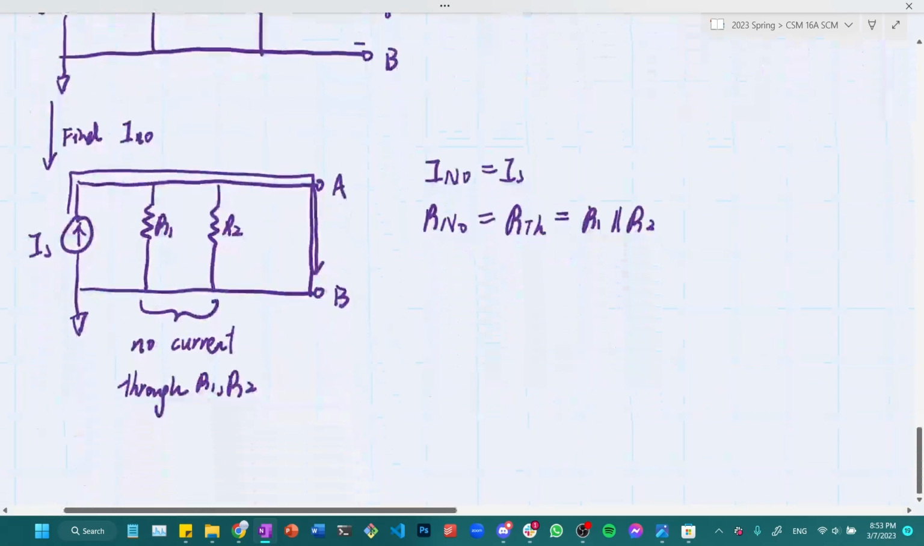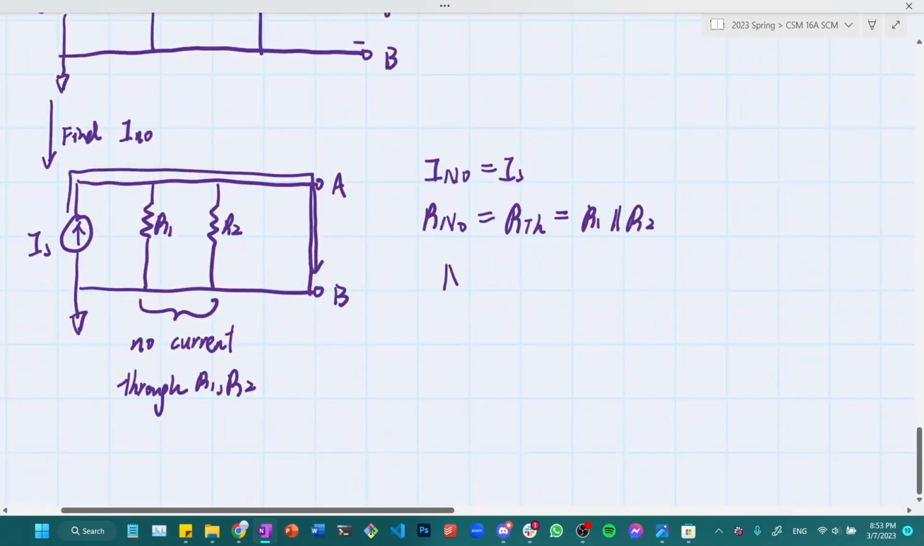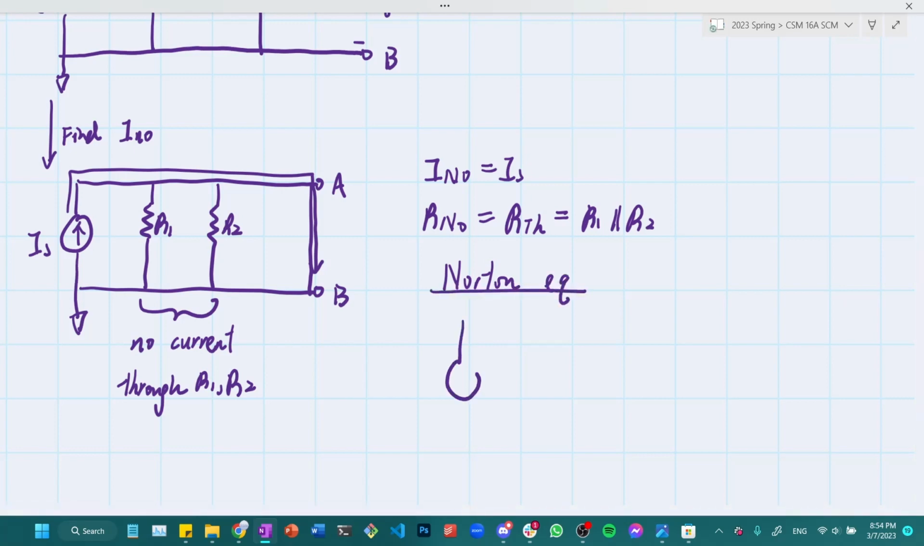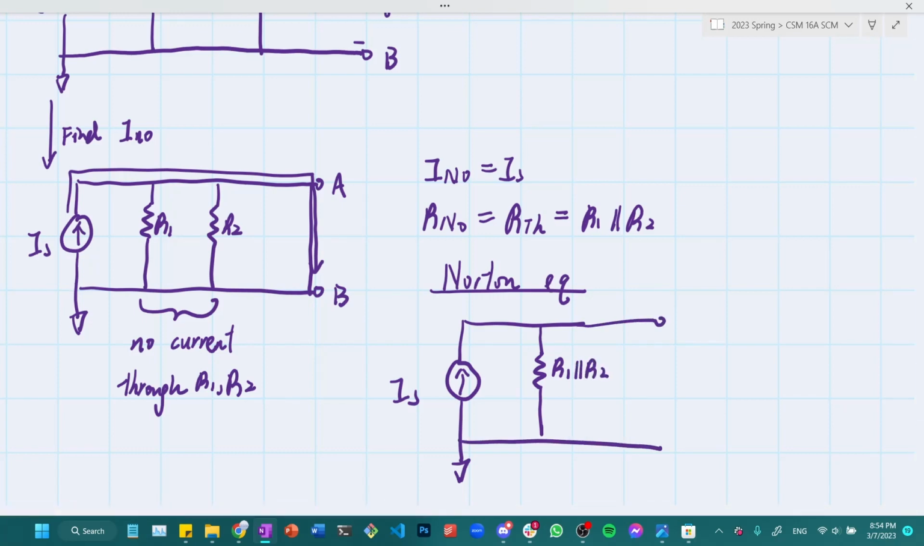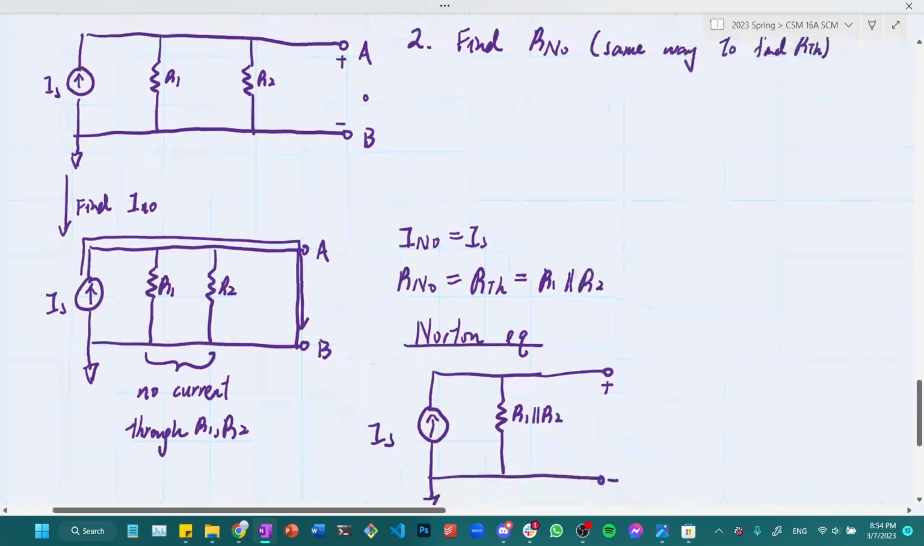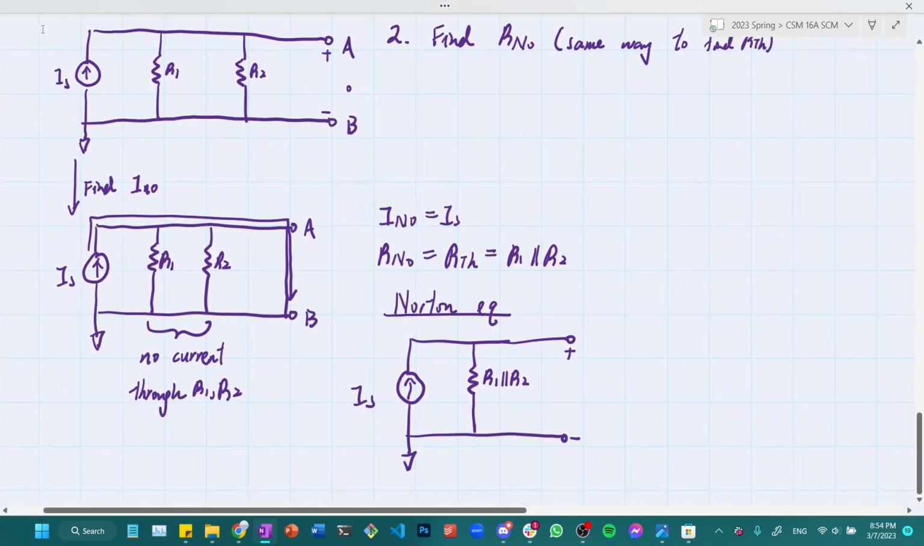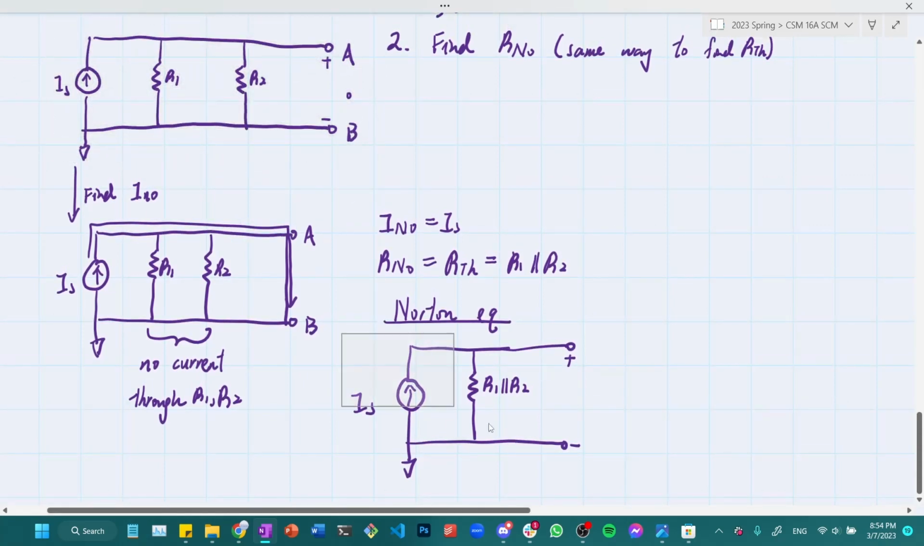So my Norton equivalent of the original circuit would then be something like what I'm drawing here. And I have my original terminals here. And you can see the resemblance between a circuit based on a current source and its Norton equivalent.